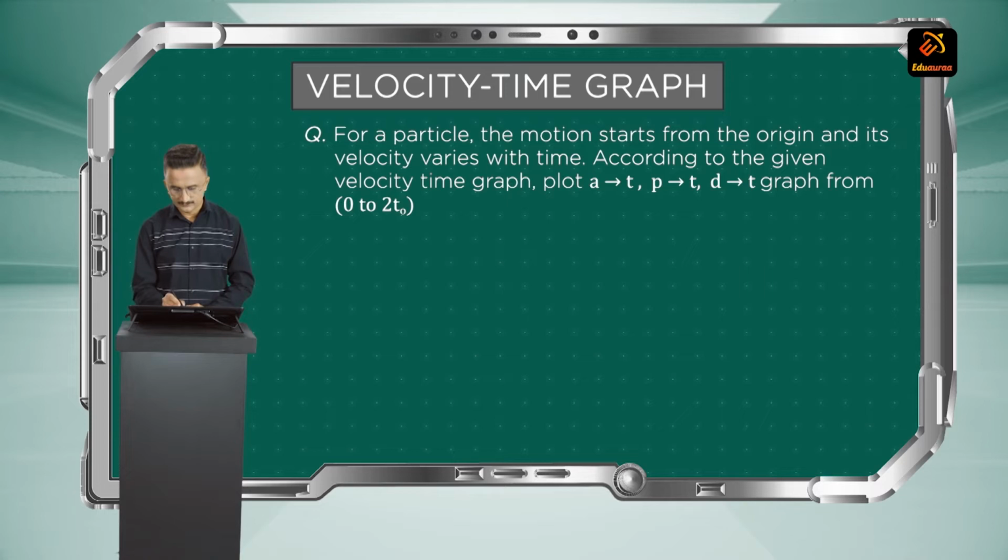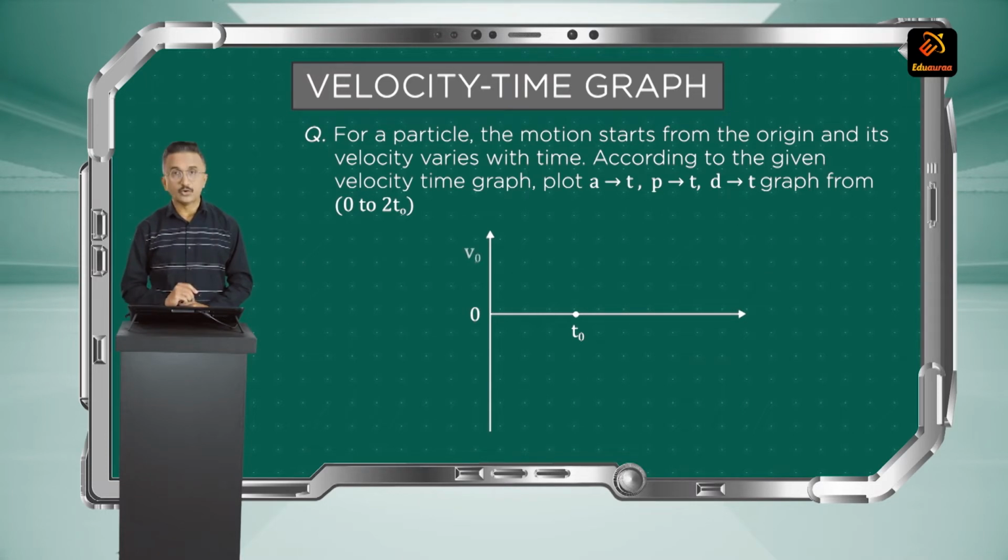So here we have the graph. At t0 the velocity is equal to 0, and at 0 the velocity is v0. Okay, then the velocity goes on decreasing. Why? Because we have some negative acceleration, and finally it reaches the point 3t0. So this is my velocity time graph.